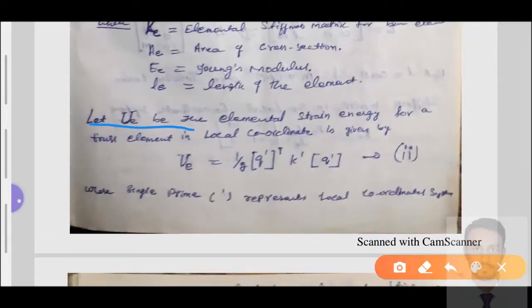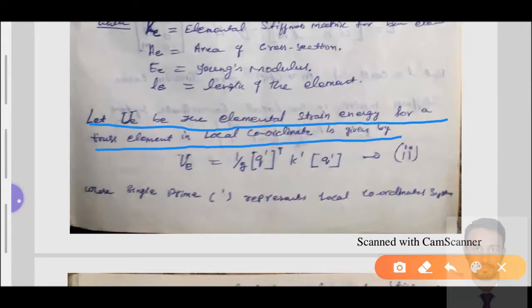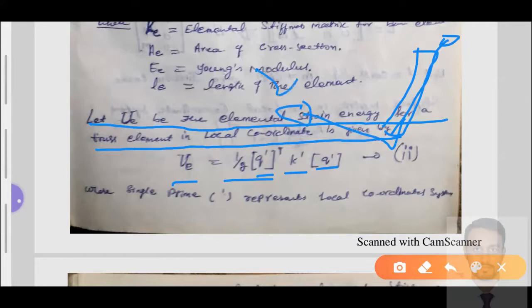Let U be the elemental strain energy for a truss element in the local coordinate system. We know that the strain energy of the bar element, U, is equal to half into Q dash transpose K dash Q dash. The bar element is representing the truss. The truss element is represented along the y dash and x dash axes. This is a local coordinate system.